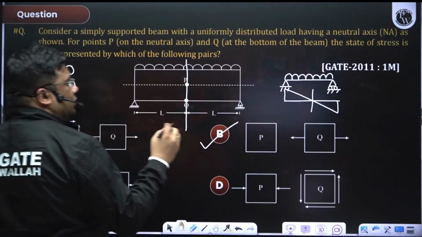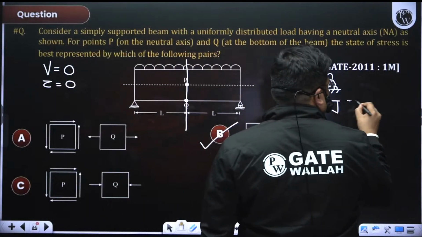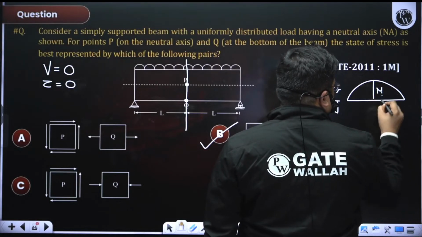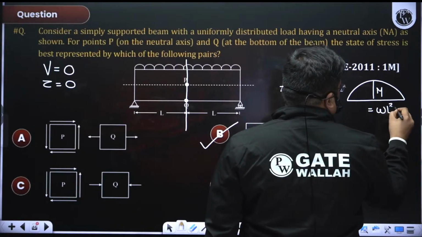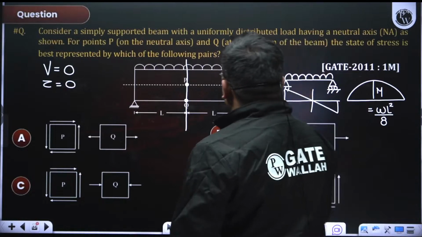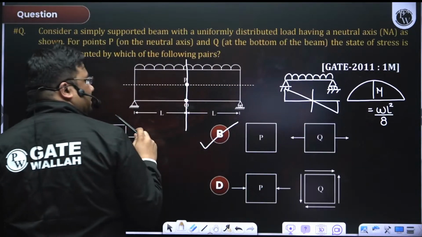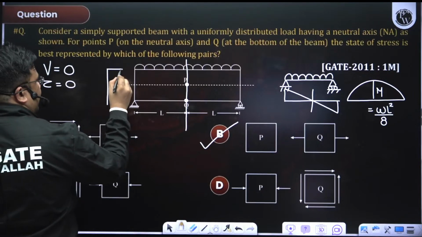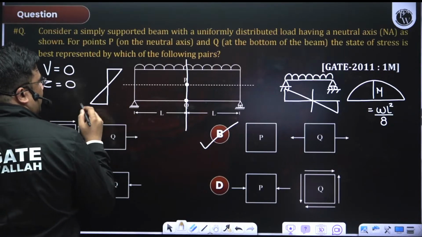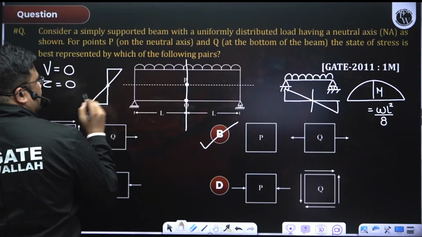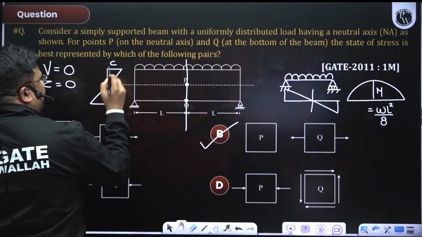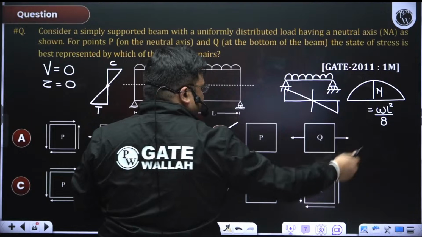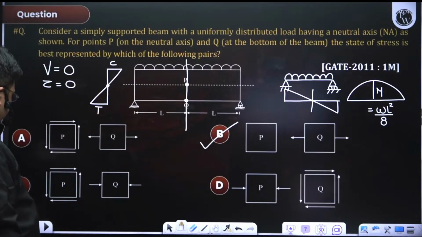Yes. So see, bending moment is not 0 at the mid-span. Bending moment is there. It's actually WL square by 8. But P point is at neutral axis. If you see the bending stress distribution, it is something like this, top to bottom. Here the bending stress is 0, here it is compressive, here it is tensile. So at Q it will be tensile. So this question we solved, okay?